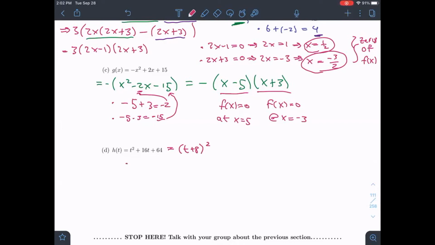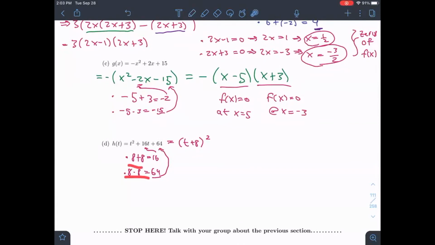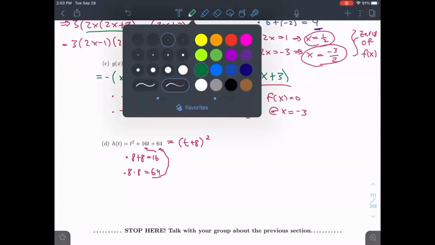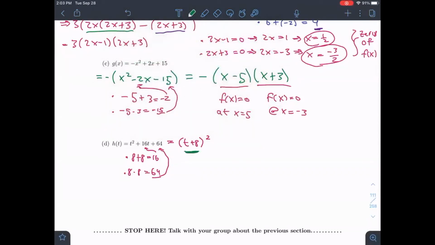Maybe this is redundant at this point, but we have 8 plus 8 is equal to 16, which is the coefficient of t. And then we also have that 8 times 8 is equal to 64, which is the constant term right here. So it's the exact same process we were doing for A and C. You just need to find these two numbers that work out. And so this implies that h of t is going to be equal to 0 when t is equal to -8.